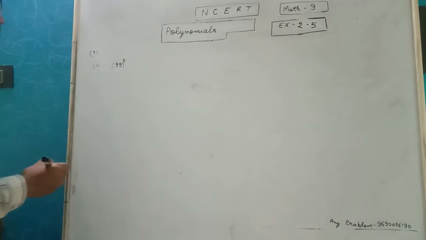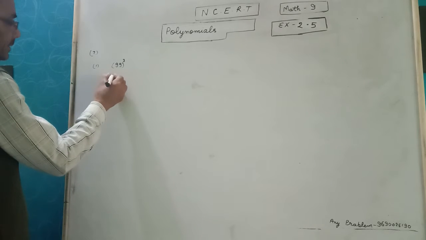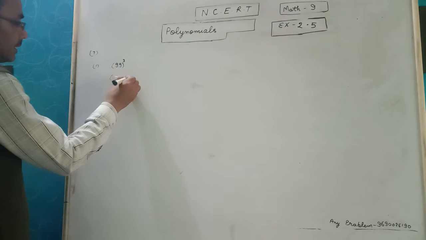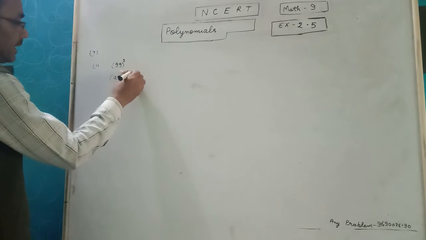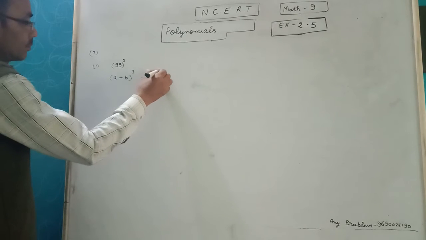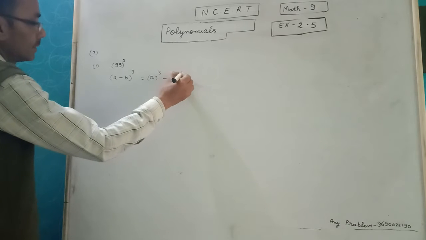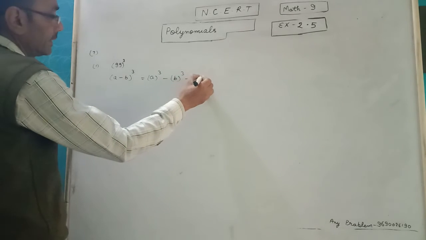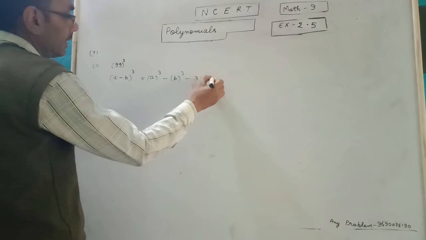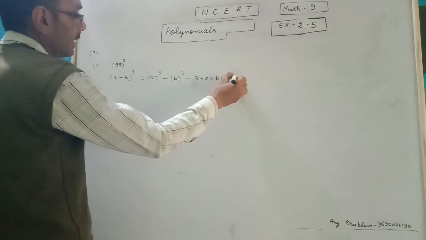Use of suitable identity. We write at first the identity: a cube minus b cube minus 3 into a into b, bracket a minus b.